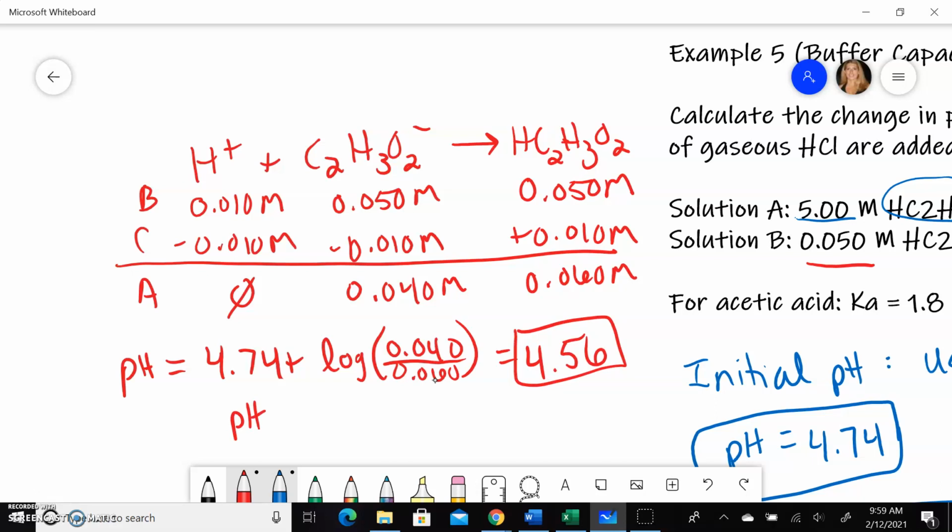The pH has changed because we had a low concentration of buffer. So buffers work to resist pH changes, but only to a point. If you don't have enough buffer to resist the pH, then eventually the hydrogen ions will accumulate or the hydroxide ions will accumulate and you will change the pH.